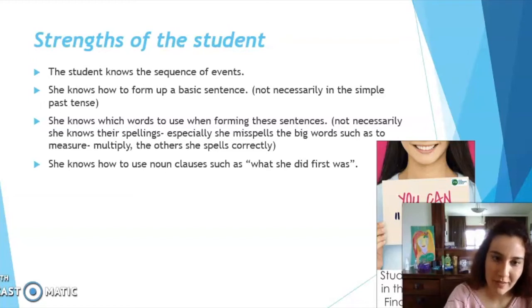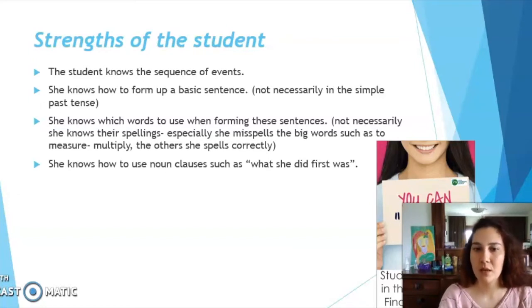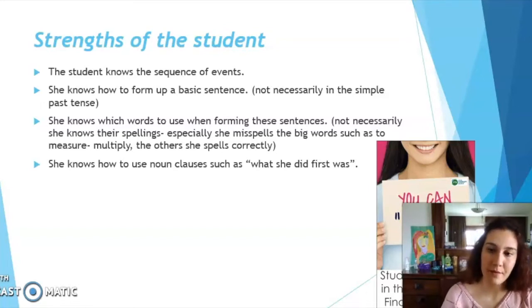She knows how to use noun clauses, such as what she did first was. And noun clauses are not elementary or beginner level forms in grammar, so we think that she might be better than these levels because she used what she did first was. Yes, these are the strengths of the student, Alicia.